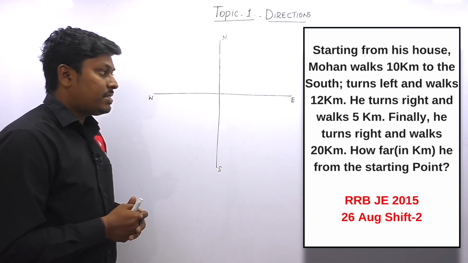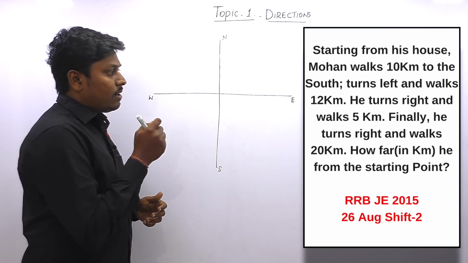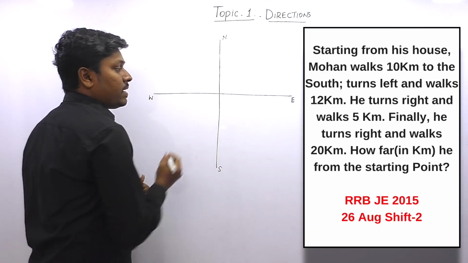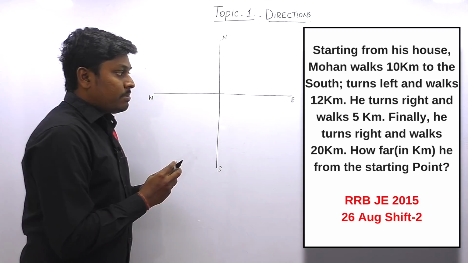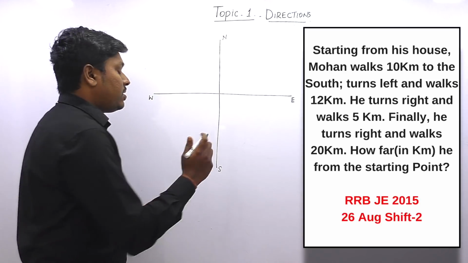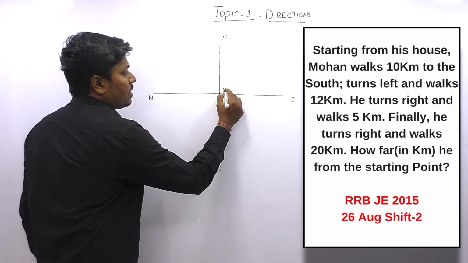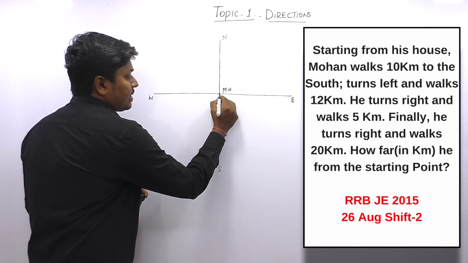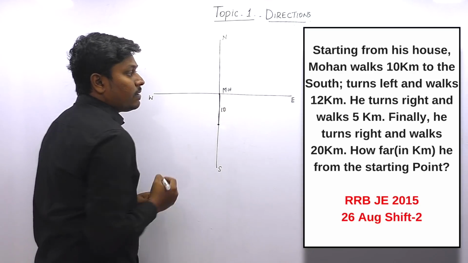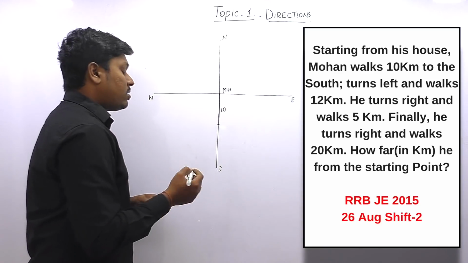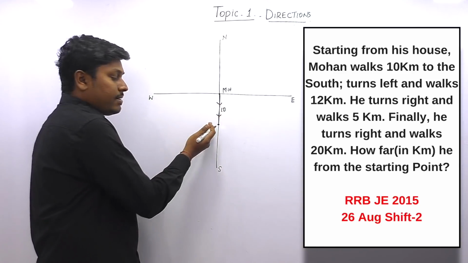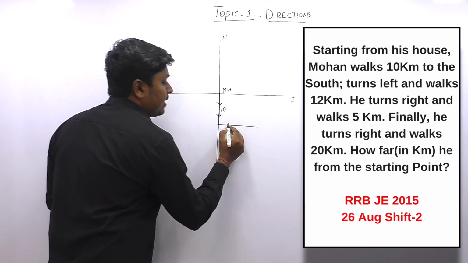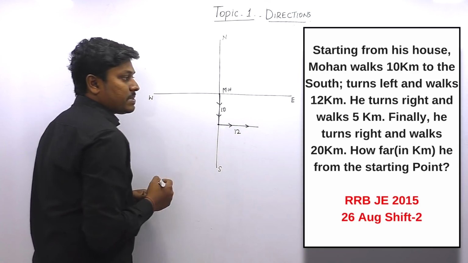Let me move on to the first question, which was asked in RRB JE 2015, 26th of August, shift number 2. First question: starting from his house, Mohan walks 10 km to the south. Let me keep this as Mohan's house. From this point Mohan is walking 10 km towards the southern direction. Then he turns left and walks 12 km. If he is walking in this direction, the right hand side will be this side and the left hand side will be this side. After reaching this point, he turns left and walks 12 kilometers.